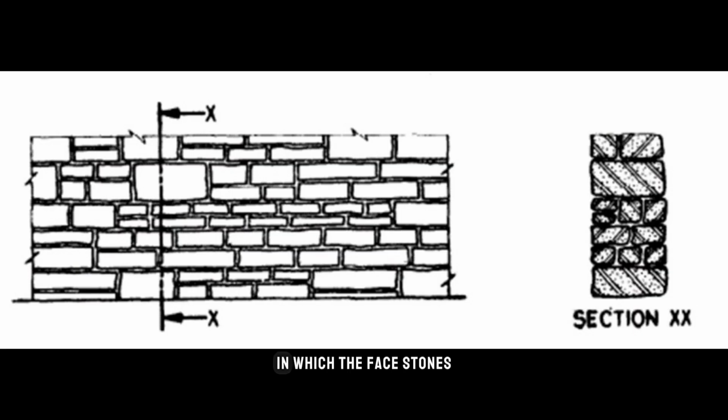The rubble masonry in which the face stones are squared on all joints and beds by hammer dressing or chisel dressing before their actual laying is called squared rubble masonry. The squared rubble masonry in which chisel dressed stones are laid in courses is called coursed squared rubble masonry. This is a superior variety of rubble masonry. It consists of stones which are squared on all joints and laid in courses.